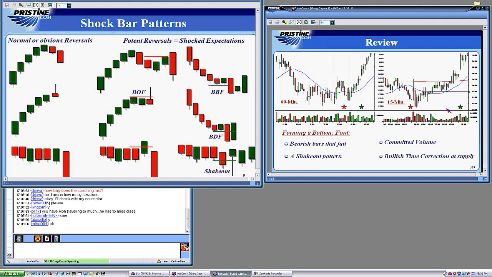We discussed this red bar followed by a potent green bar. That's a bottoming tail in a higher time frame. This bottoming tail is this in a lower time frame. And so this consolidation at resistance tells you that demand is strong, and buyers continue to step up to the plate. And so these are clues that the stock is bottoming.